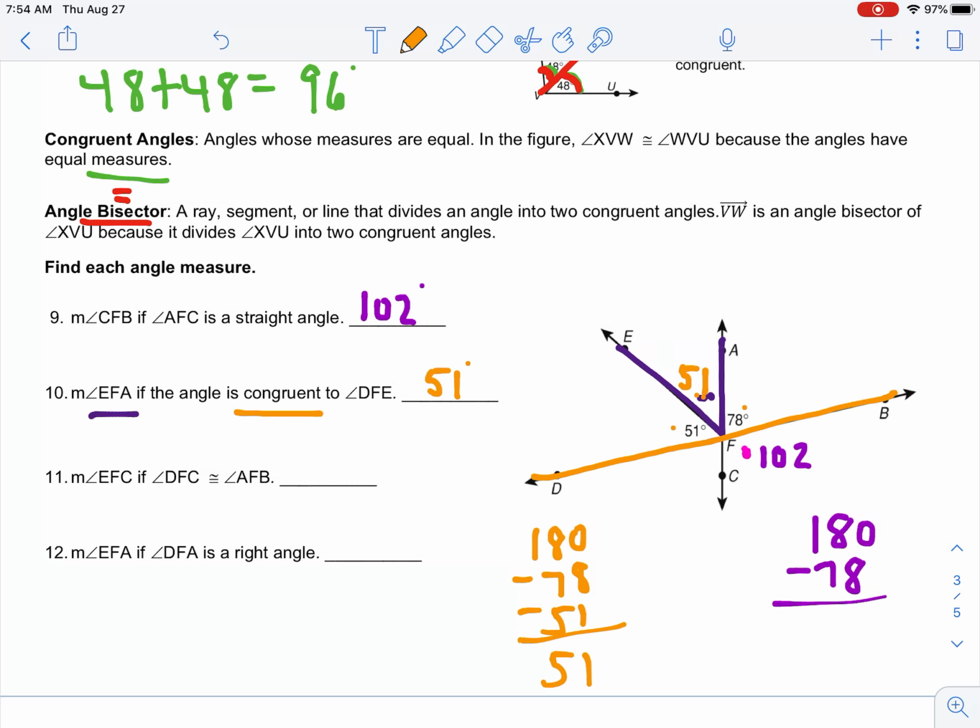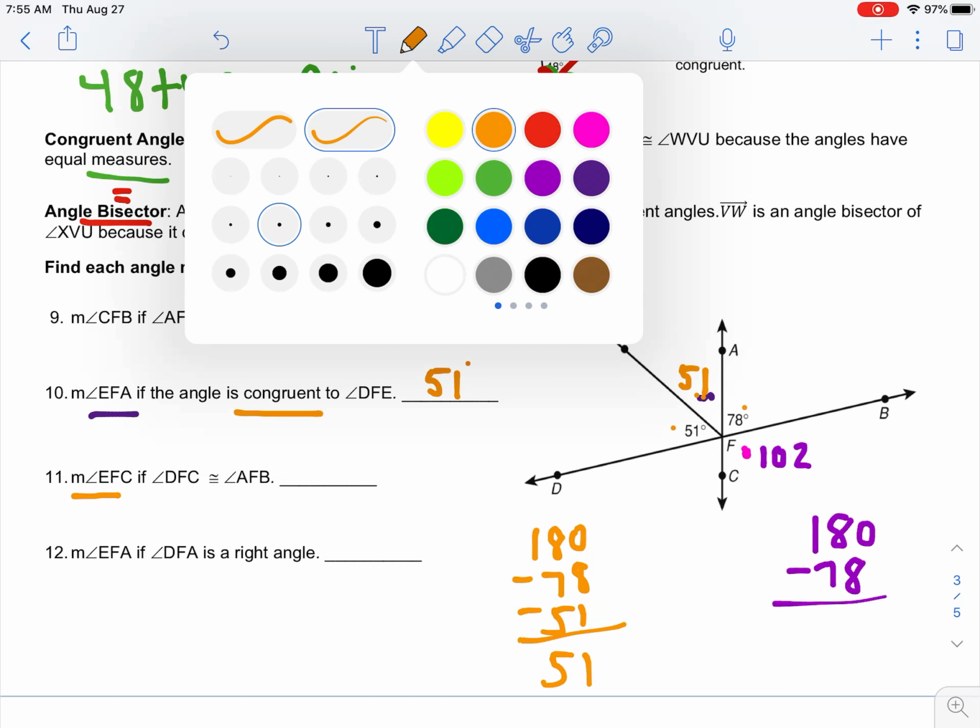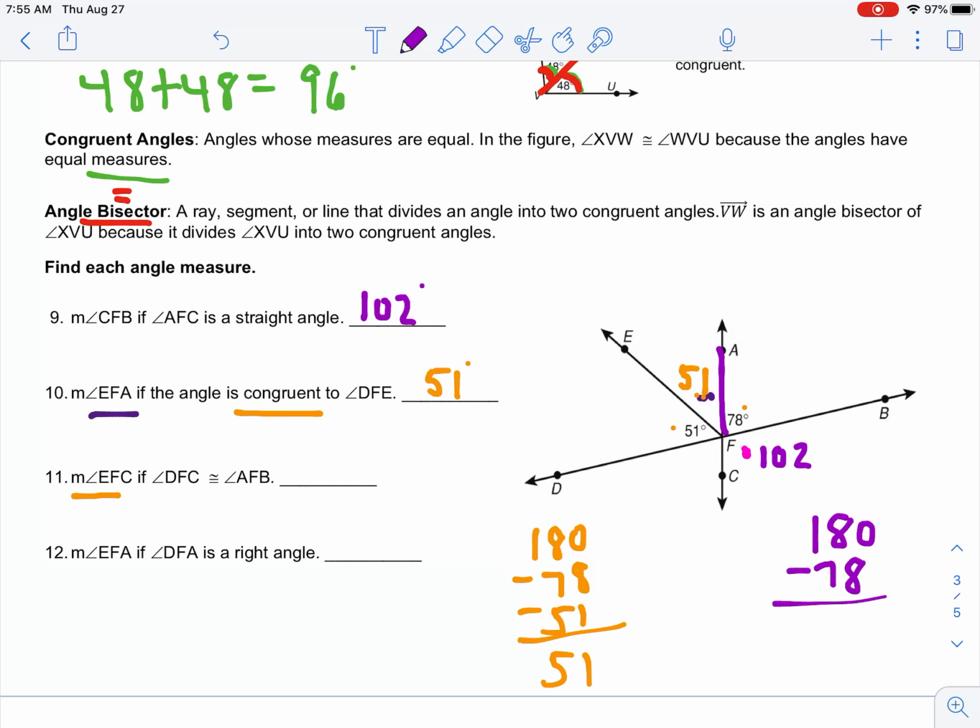All right, here we go. Find angle EFC if DFC is equal to AFB. Well, let's figure this out. It says that DFC is equal to AFB. So let's look at our picture. It says in our picture that AFB is 78. Well, if DFC is the same, DFC is 78 right here. Now it wants us to find the measurement of angle EFC.